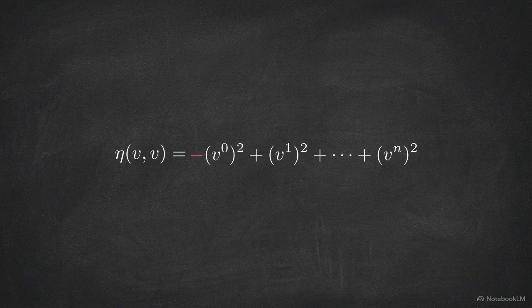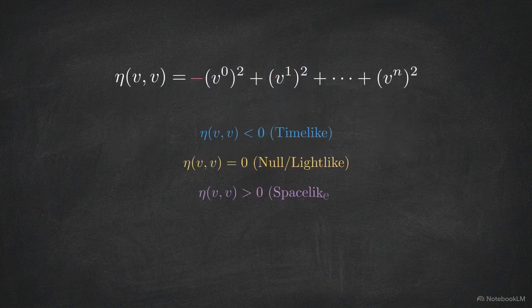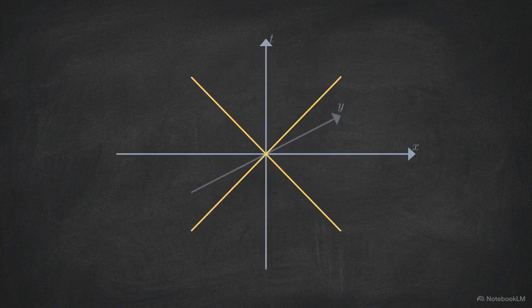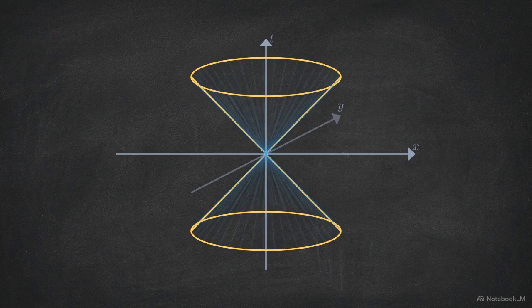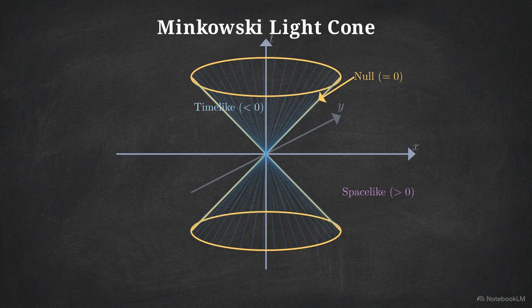The first plus sign becomes a minus. That substitution removes the requirement for universal positive distance. The squared norm of a vector now evaluates to a negative number, 0, or a positive number. Translating this algebraic change into physical geometry reveals a 3D dual cone structure. This is the Minkowski light cone.